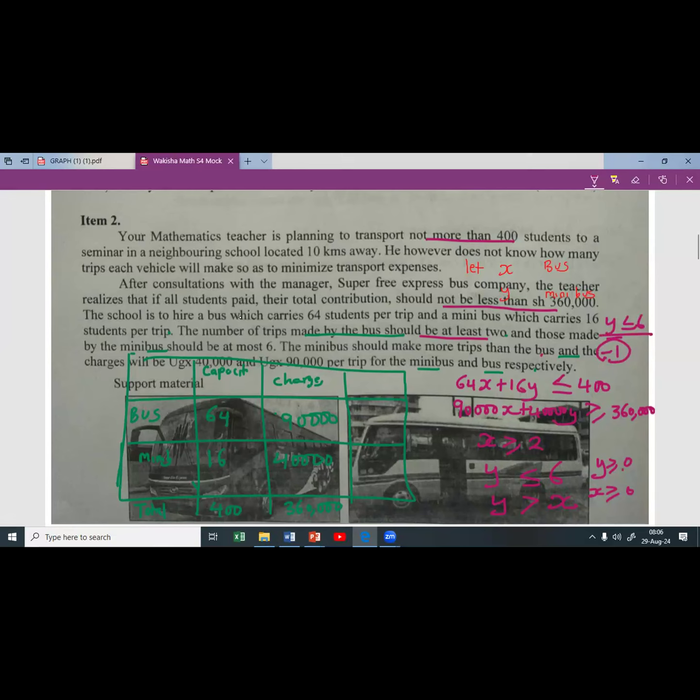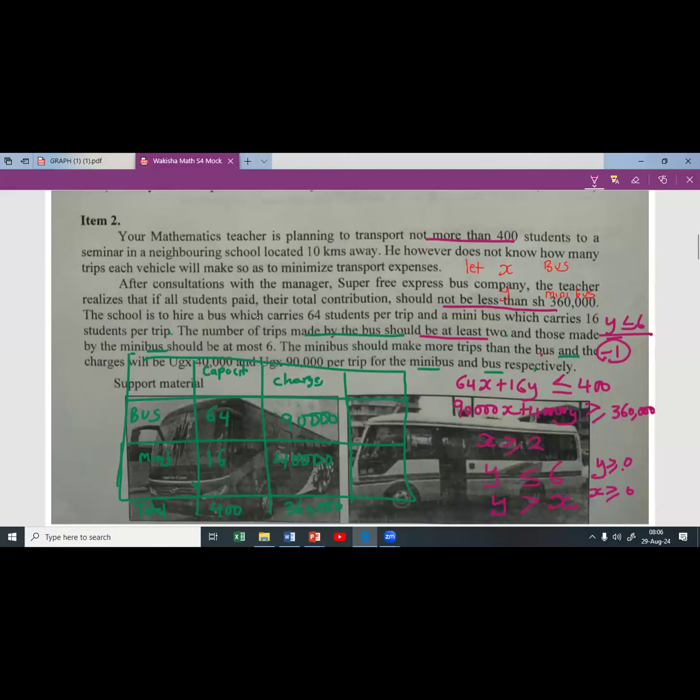So y greater than or equal to 0 will be very important, because here you have already said y is less than or equal to 6, meaning someone can take any negative. Then you ask yourself, can we have negative trips? So that's why I'm saying, include them. When they want, let them mark them. In case they feel it's not necessary, then let them leave them. Hope that is okay.